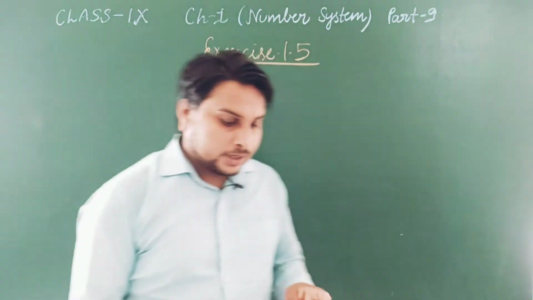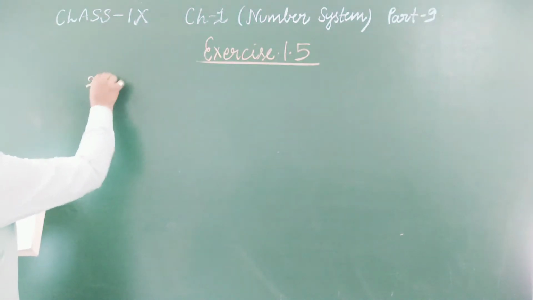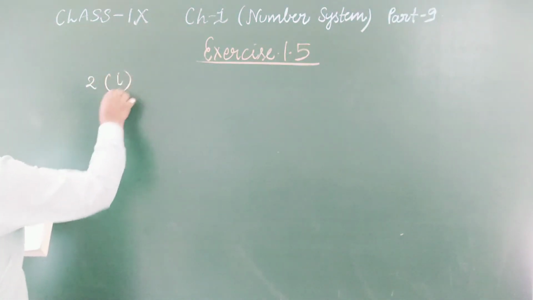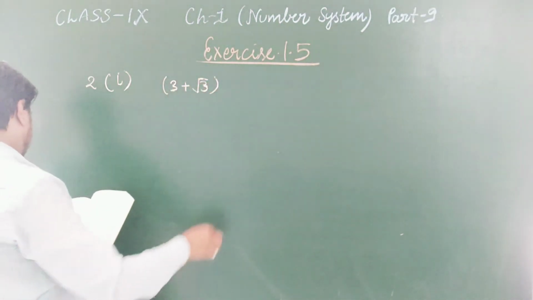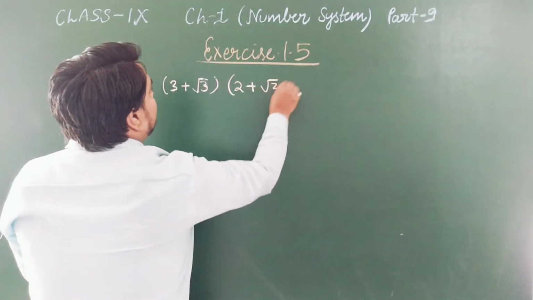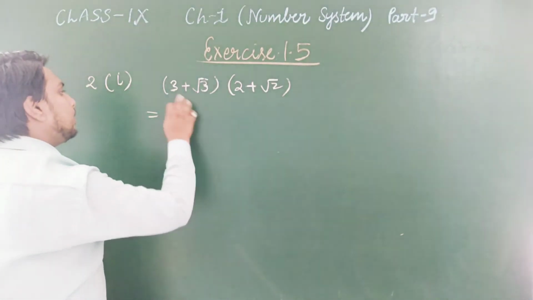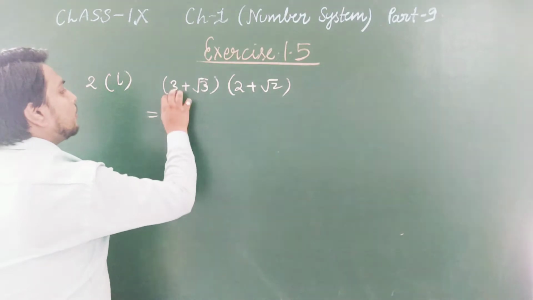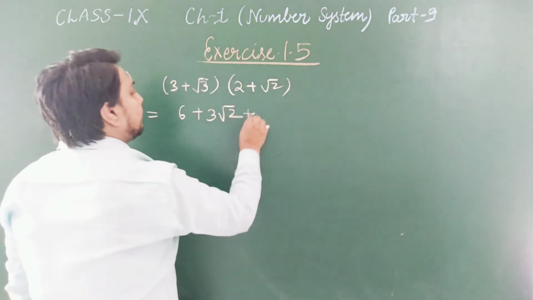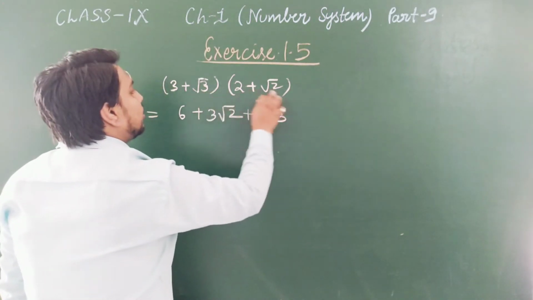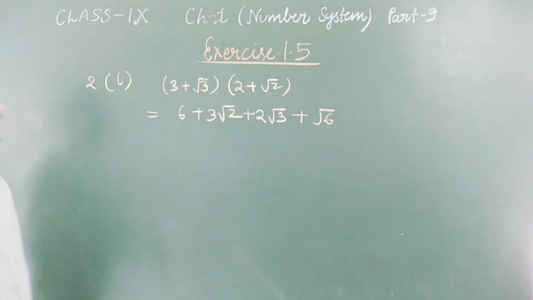Then the second one is to simplify each of the following expressions. Let us see one or two questions of this. Second question, first part. It is given that (3 plus under root 3) into (2 plus under root 2). So what we can do here? 3 into 2 is 6. Again 3 into under root 2. Then again 2 into under root 3. And under root 3 into under root 2 will be under root 6.